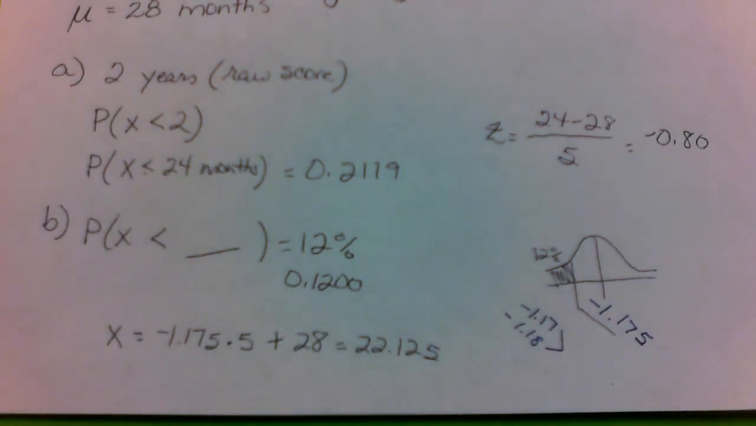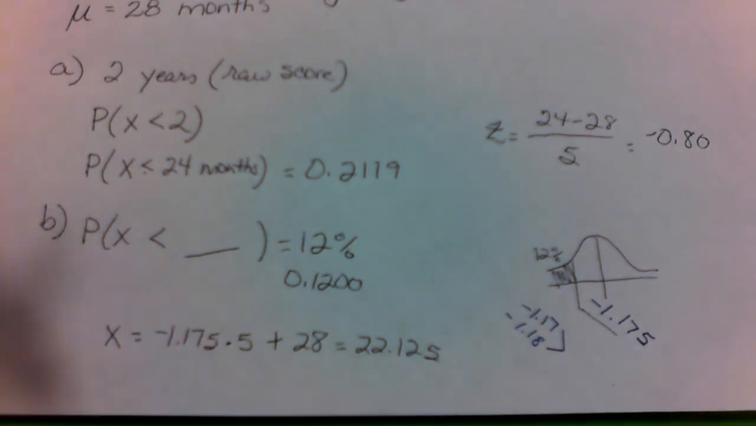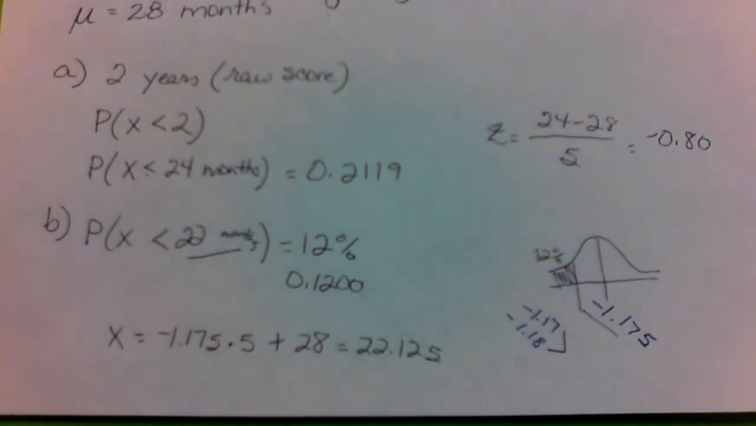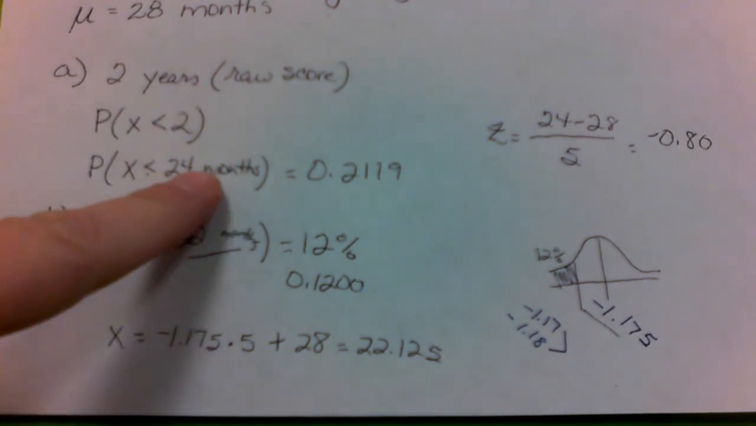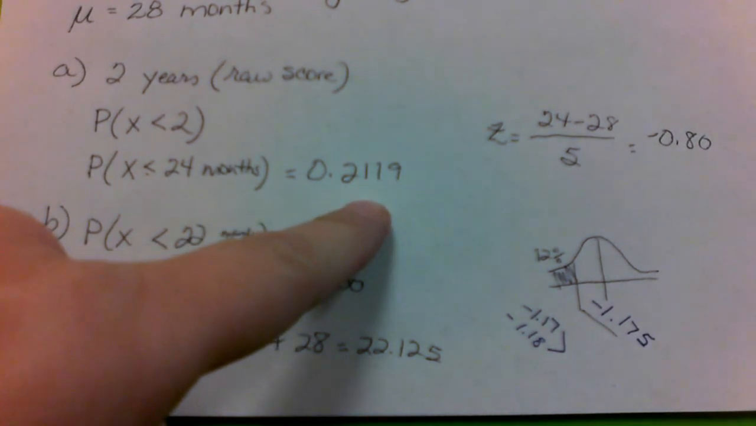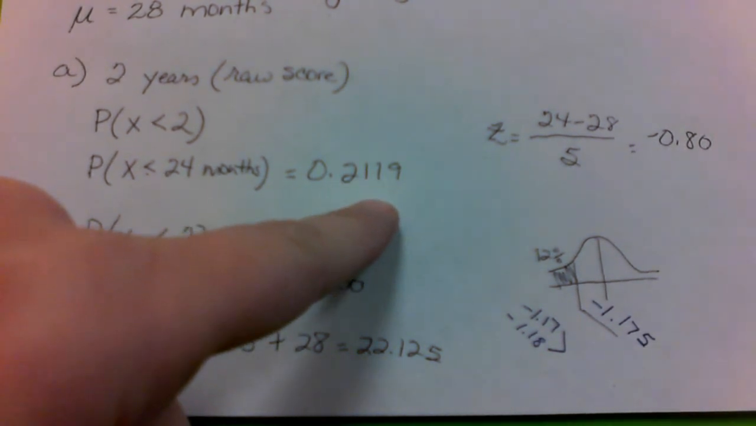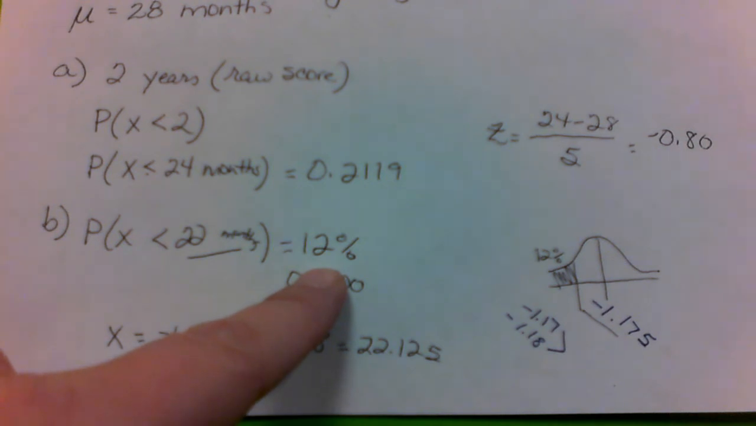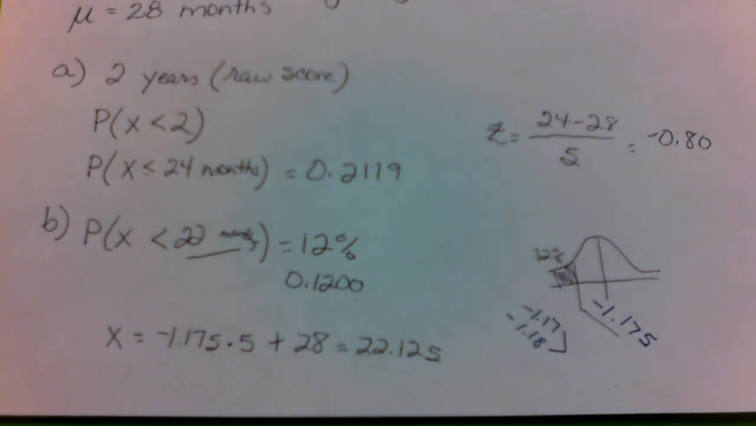And let's see if I go back to the problem, it says, how long should the guarantee period be to the nearest month? Well, that is nearest 22, so 22 months. So when they guarantee 24 months, then they have to replace the watch 21.19% of the time. If they just cut off 2 months and only guarantee it for 22 months, now they're only having to replace the watch 12% of the time. So that completes 6.3.